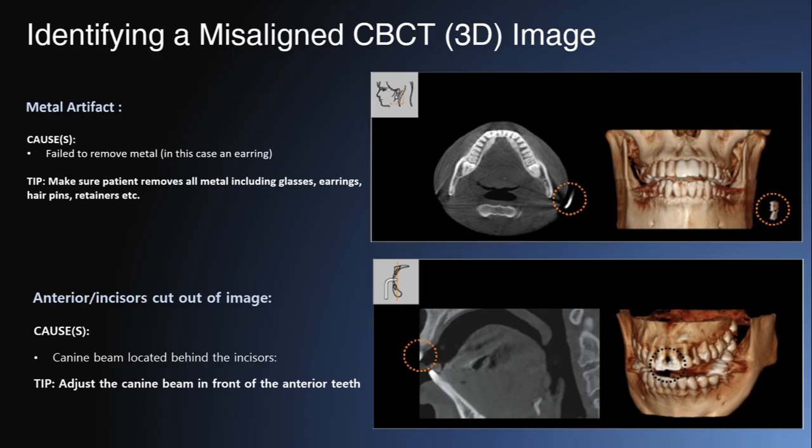Anterior incisors cut off of the image. When your patient does not bite in the groove of the bite stick, you would see the incisal edge of the anterior area being cut off. The cause of this is that your canine beam is located behind the incisors. To fix this issue, always adjust the canine beam in front of the anterior teeth and also make sure that your patient is biting in the groove of the bite stick.